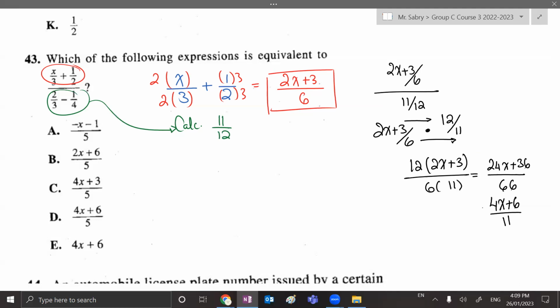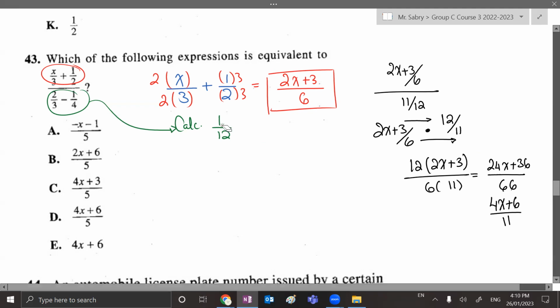2 over 3 times 1 over 4. Oh, I'm sorry. I miscalculated this one. It's actually 5 over 12, not 11 over 12. So this one is 5 over 12.